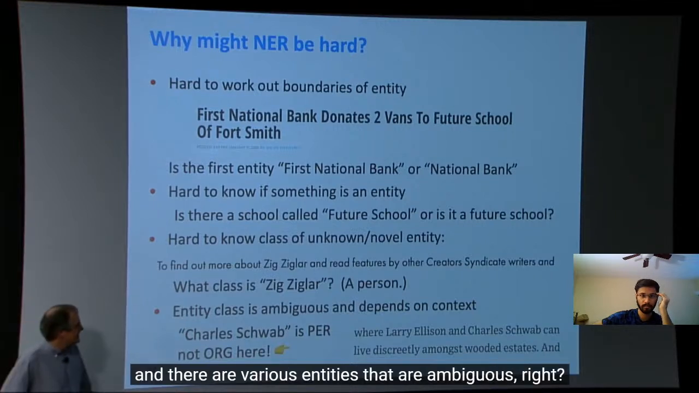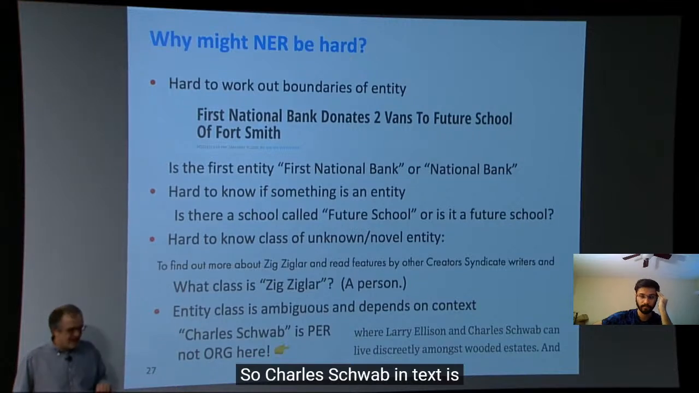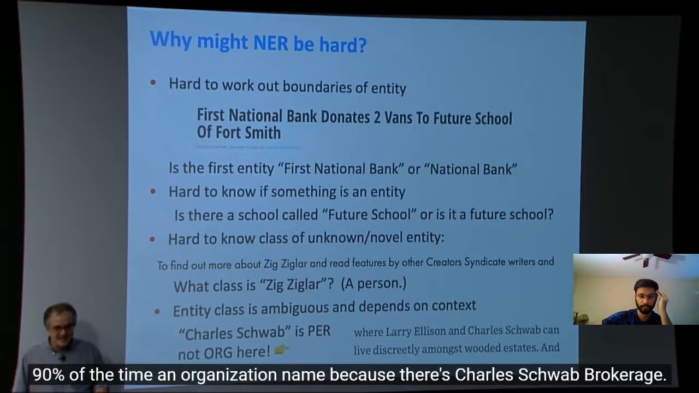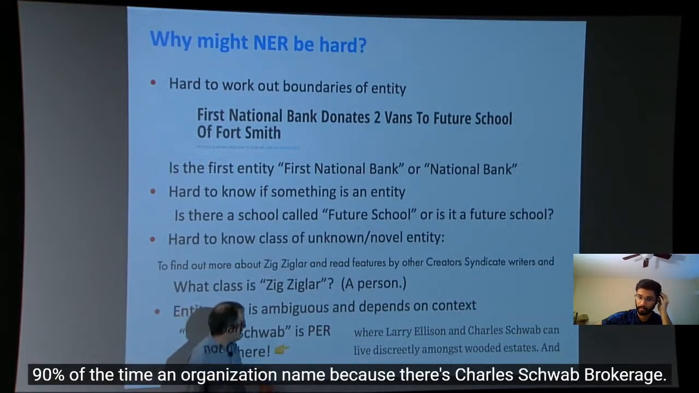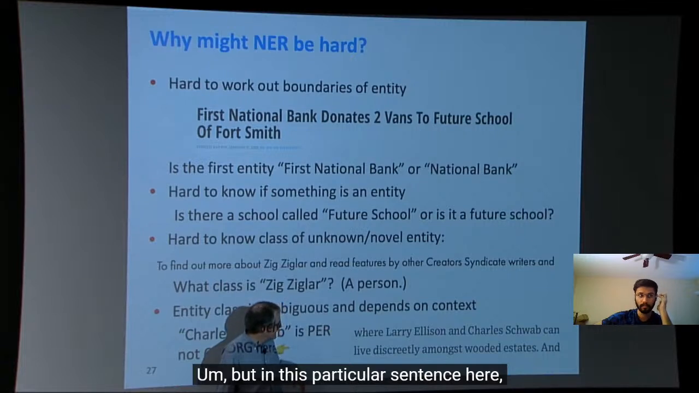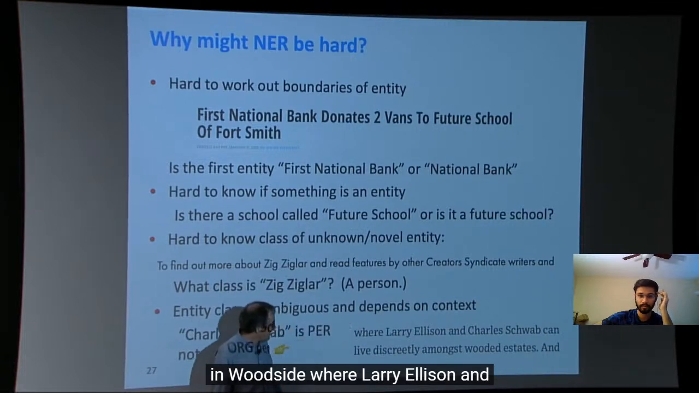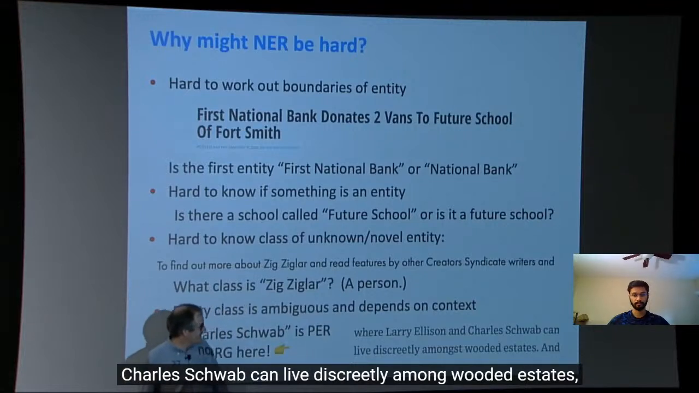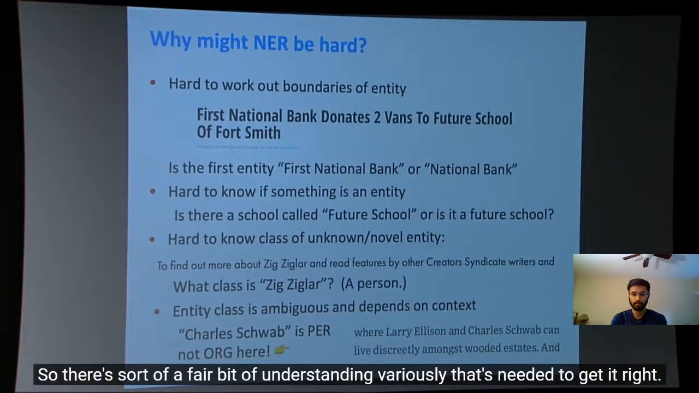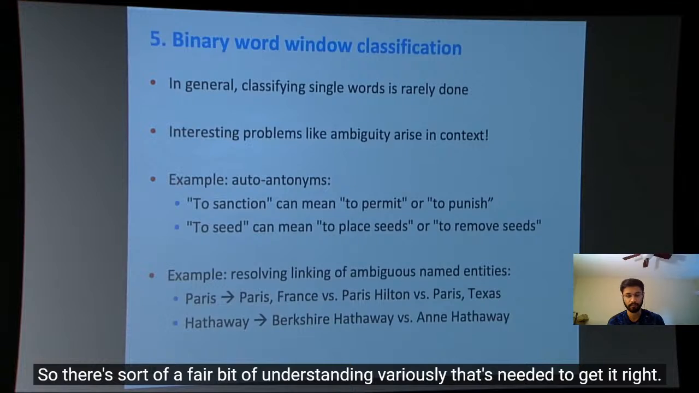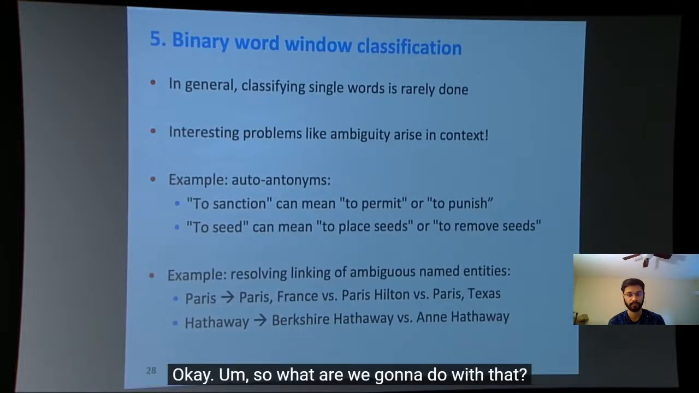And there are various entities that are ambiguous, right? So Charles Schwab in text is 90% of the time an organization name because there's Charles Schwab Brokerage. But in this particular sentence here, in Woodside, where Larry Ellison and Charles Schwab can live discreetly among wooded estates, that is then a reference to Charles Schwab the person. So there's sort of a fair bit of understanding variously that's needed to get it right. Okay, so what are we going to do with that?